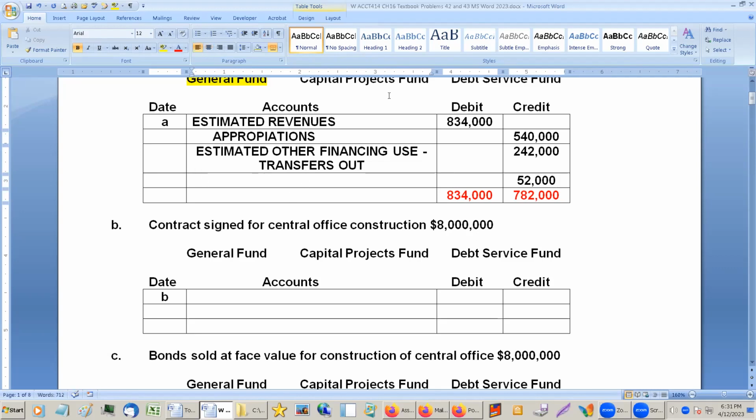So this will be our budgeted fund balance. And by the way, there are some accounting systems that don't use the budgeted fund balance, they use some other kind of fund balance and back it out. The AICPA wants you to use the budgeted fund balance so that it doesn't get confused with the regular fund balance.